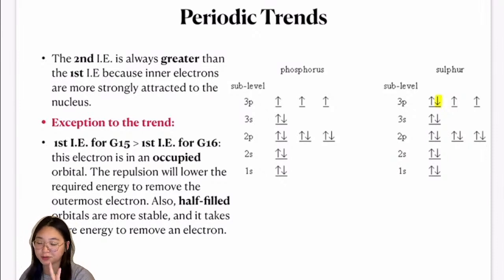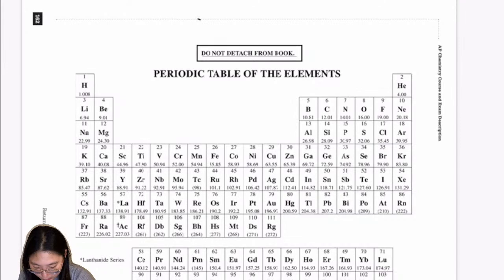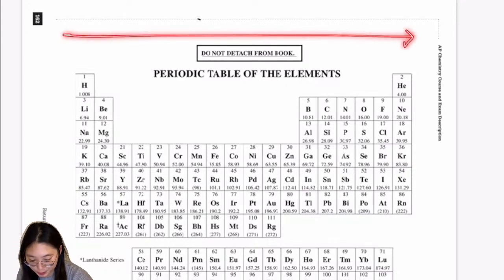But there are two exceptions when it comes to ionization energy, and this is something that can be tested in the AP Chemistry test. When you go from the second to the third, or from the fifth to the sixth, the ionization energy actually decreases rather than increases. So we know that from left to right, it should increase, right?